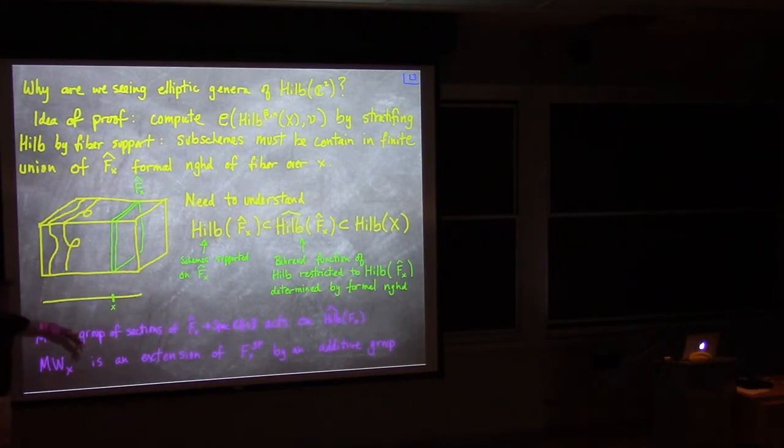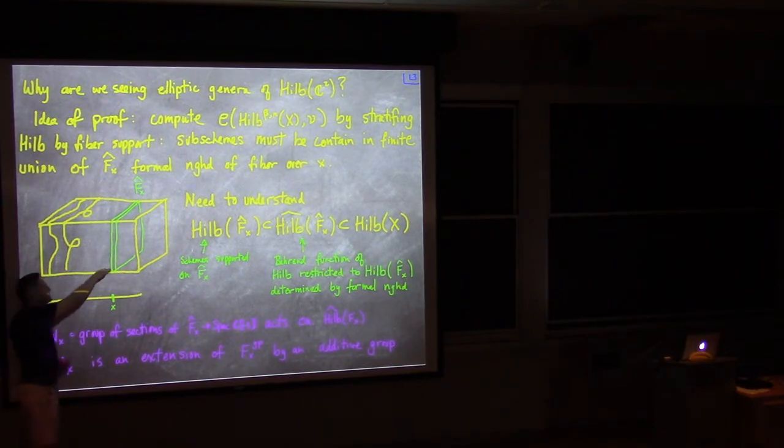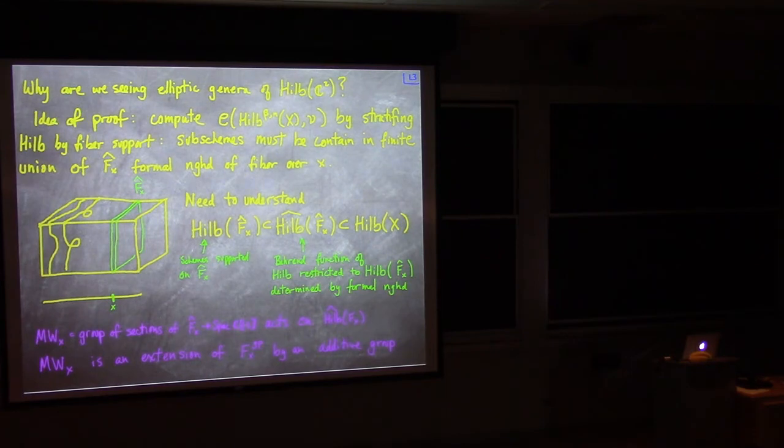And that restriction makes it into an extension by the set of sections through the origin, which is this big. If you're doing it, it's an infinite dimensional group, but it's basically a vector group. So it's an extension of this central fiber by a vector group.